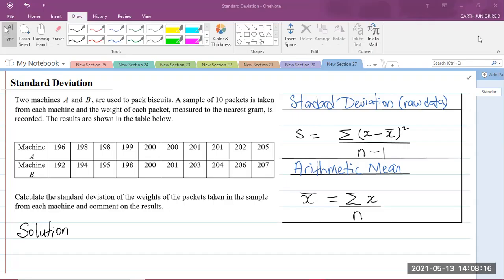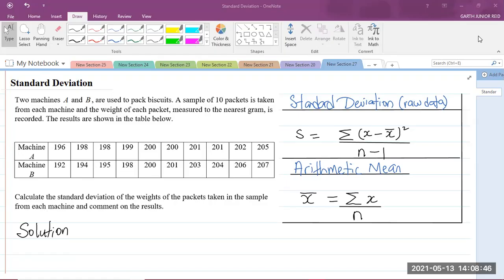Now, before I actually start the question, let me first remind you about the standard deviation formula for raw data. It says S is equal to the square root of the summation. So what is the summation? You know that we're adding the X minus X bar all squared values. The X bar that you see there is just referred to as the arithmetic mean. And we're dividing that by N minus 1.